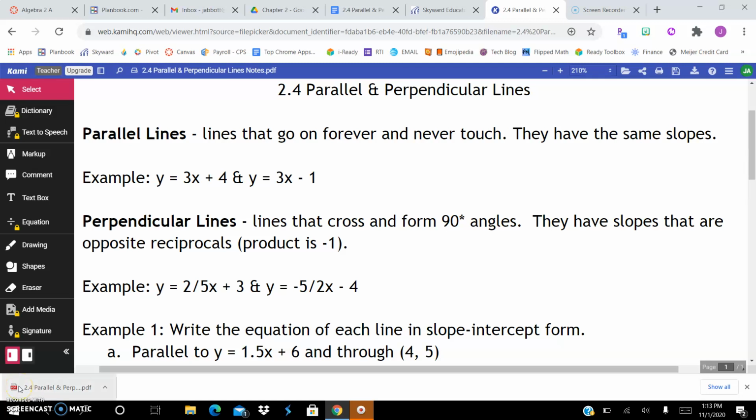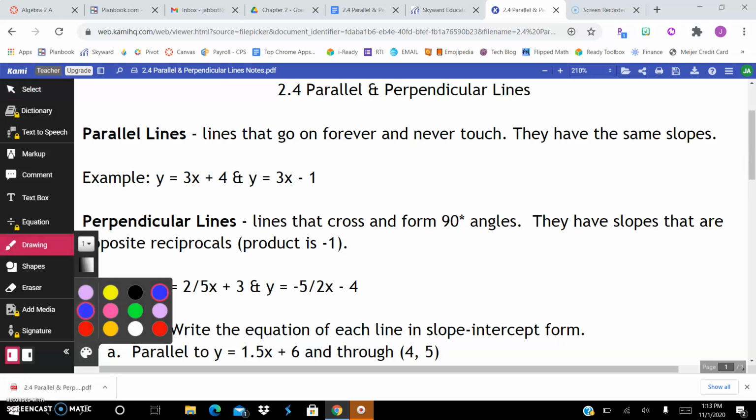We are finishing up section 2.4 today, talking about parallel and perpendicular lines. So as you know, parallel lines are lines that go on forever and never touch. What you may not remember is that they have the exact same slopes. So for an example here, I put y equals 3x plus 4 and y equals 3x minus 1.